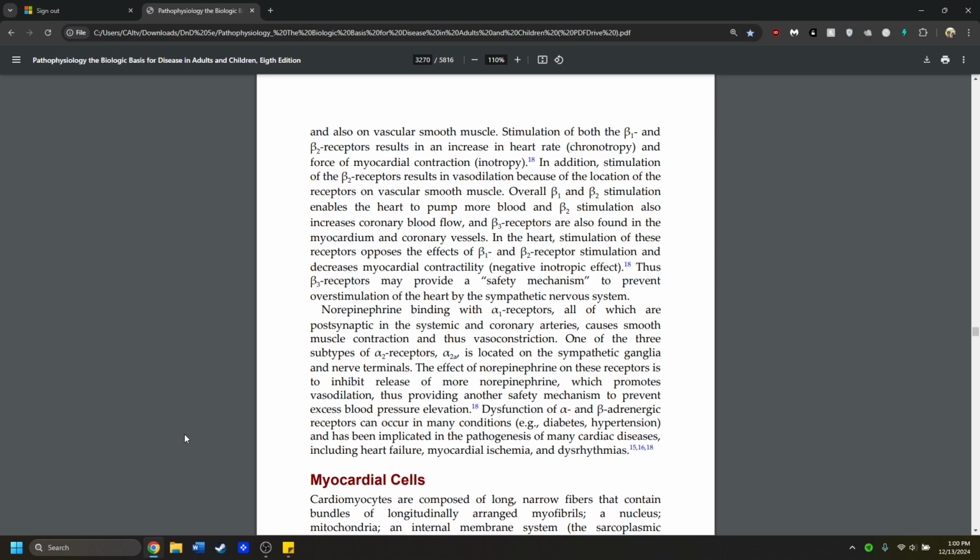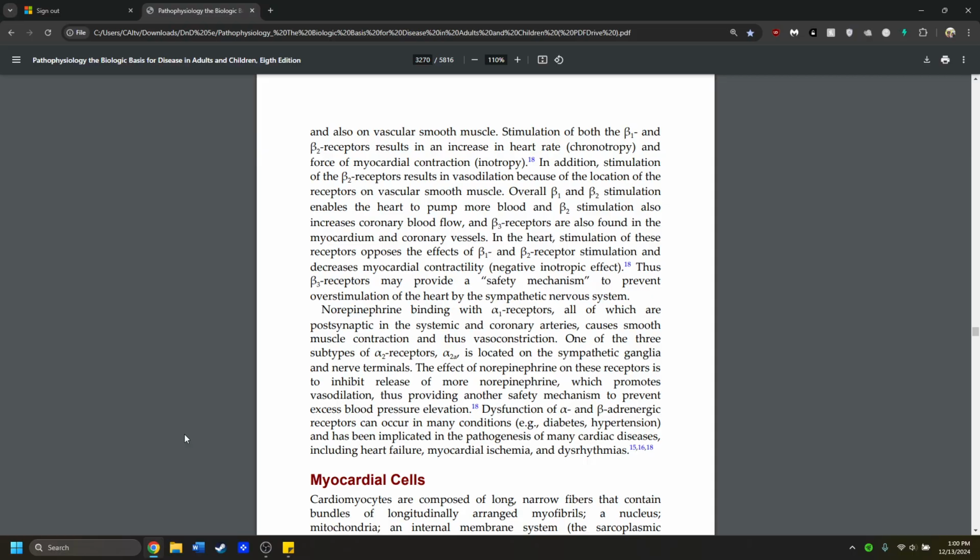And beta 3 receptors are also found in the myocardium and coronary vessels. In the heart, stimulation of these receptors opposes the effects of beta 1 and beta 2 receptor stimulation and decreases myocardial contractility, the negative inotropic effect. Thus, beta 3 receptors may provide a safety mechanism to prevent overstimulation of the heart by the sympathetic nervous system.